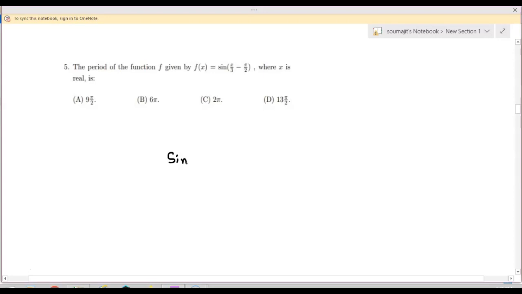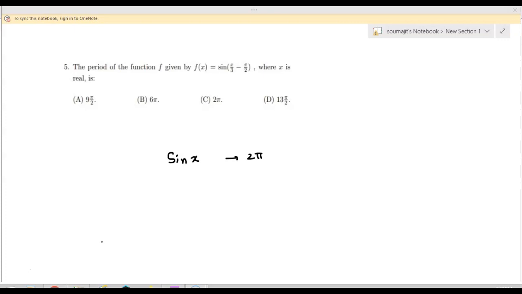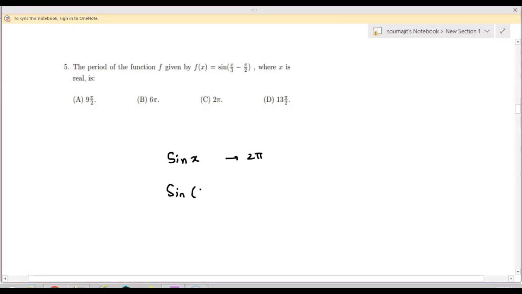sin x is a periodic function with period 2π, or more generally 2kπ. I am taking the fundamental period, so it is 2π. And if this is our period of sin x, then the period of sin(ax + b) is nothing but 2π/a. We know that the period of sin(ax + b) is 2π/a.